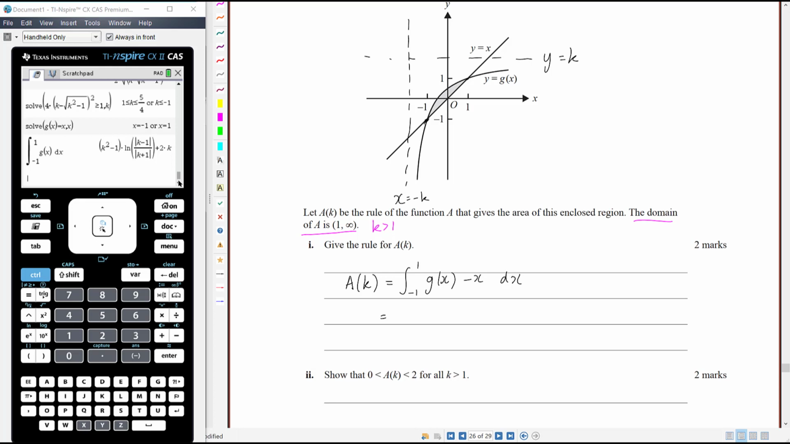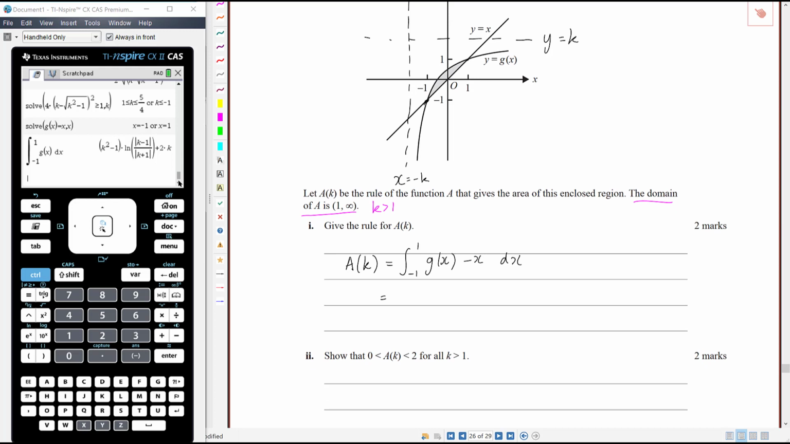Okay. Well, actually, it's not that horrible, because it looks horrible because of those modulus or absolute value signs. But remember, we know that k has to be bigger than 1, which means that k minus 1 will always be a positive number and k plus 1 will always be a positive number. So we can ignore those absolute value signs, and we can just write this area as being k squared minus 1 times log e of (k minus 1 over k plus 1) plus 2k.